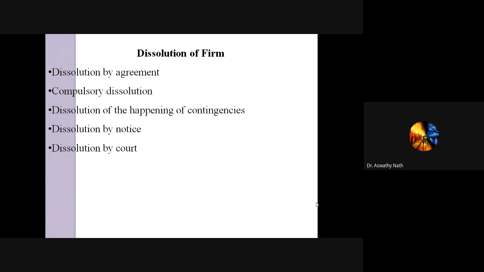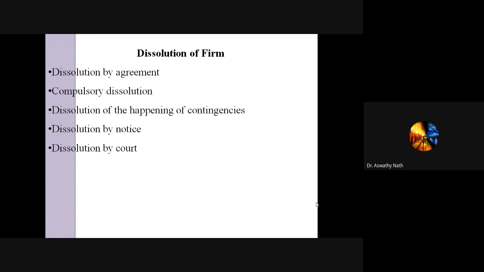And another case is dissolution by notice. Sometimes the partnership firm may be dissolved if any partner gives notice in writing to all other partners of his intention to dissolve the firm. It is also called dissolution of partnership at will. So any one of the partners is giving notice in writing that he wants to dissolve the firm. In that case also, they are dissolving the firm. So that is another case.